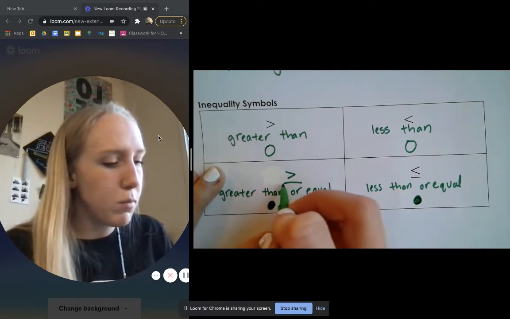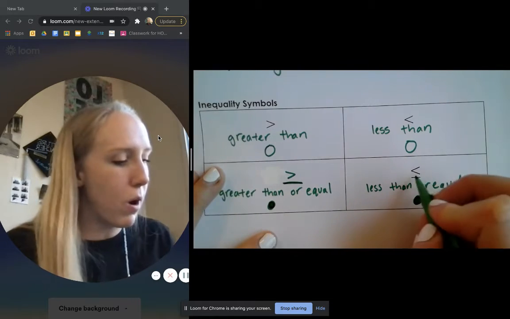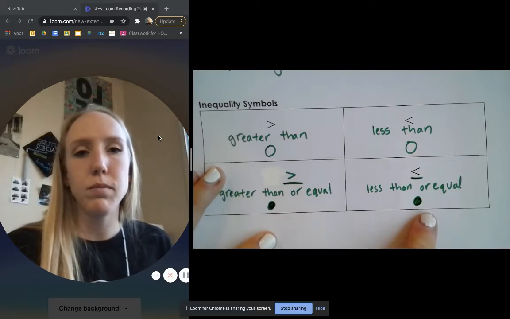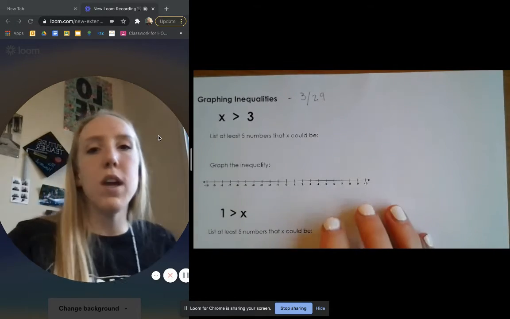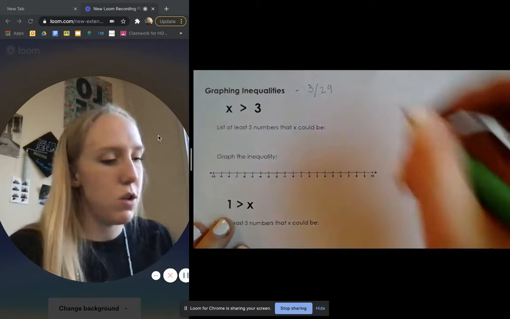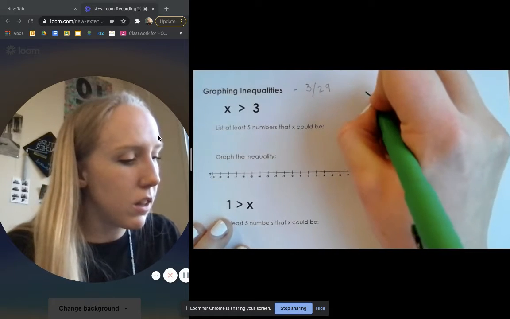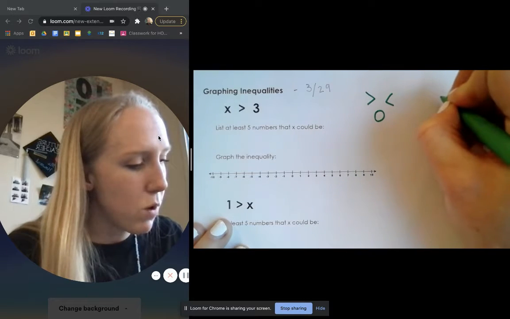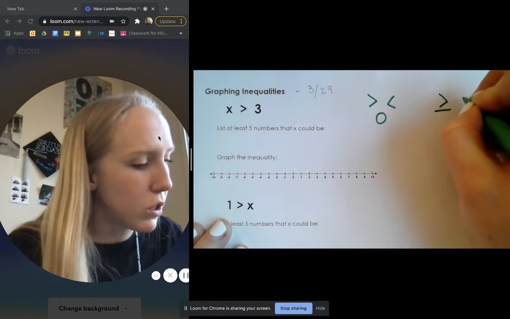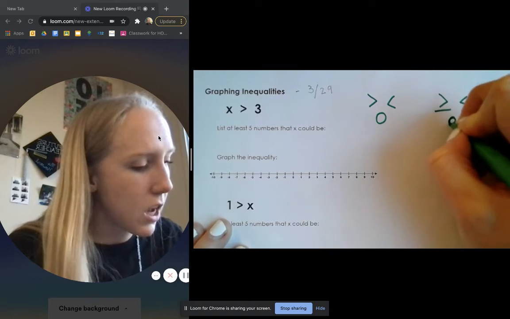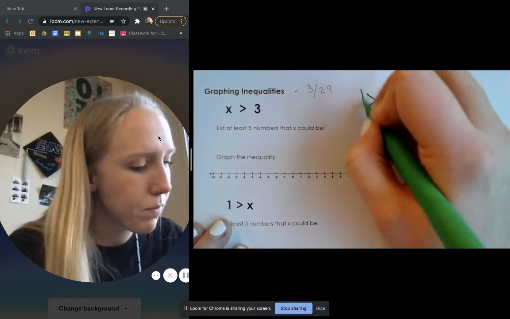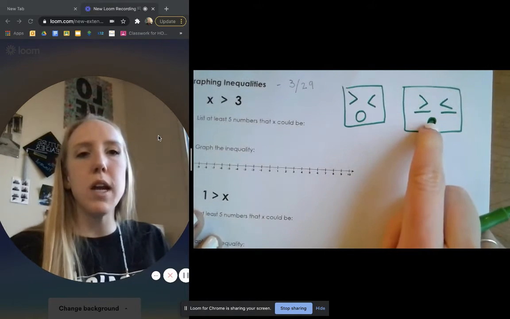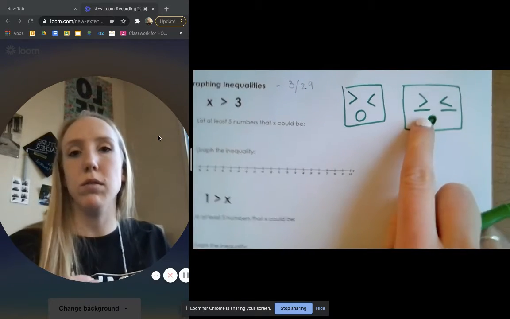So notice how there's more ink to write the equals to part of the symbol. There's also more ink to write the closed dot. So when we are graphing inequalities, if you have a symbol that looks like greater than or less than, that is an open dot. And if you have greater than or equal to or less than or equal to, that is a closed dot. That is really important to remember. Remember, more ink when you have it equal.